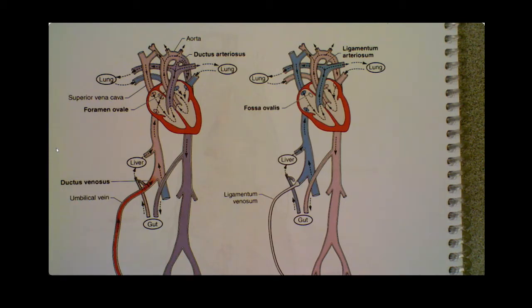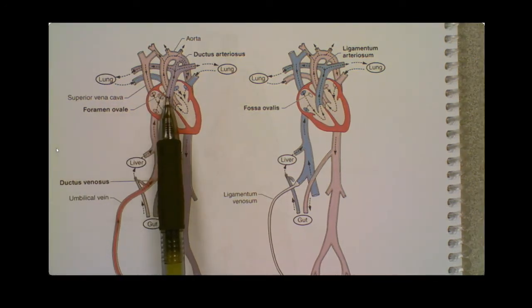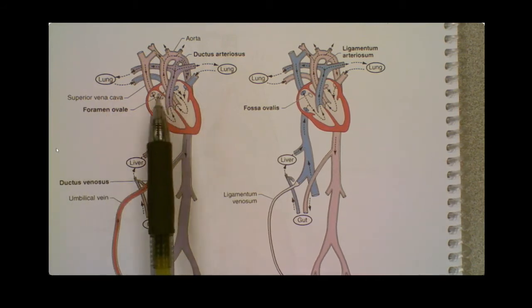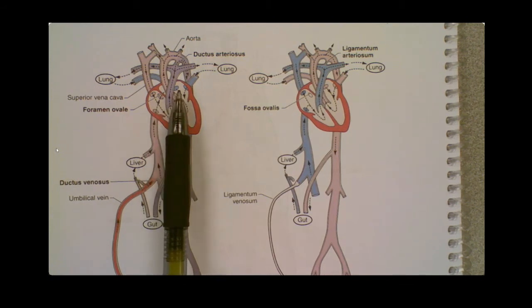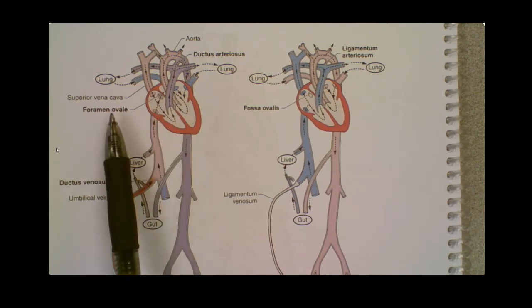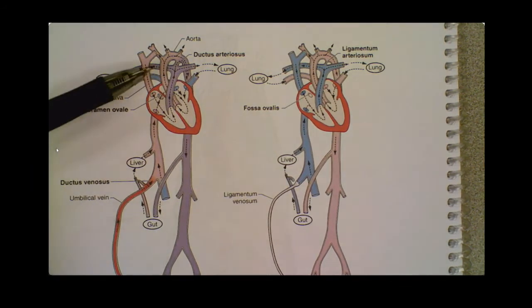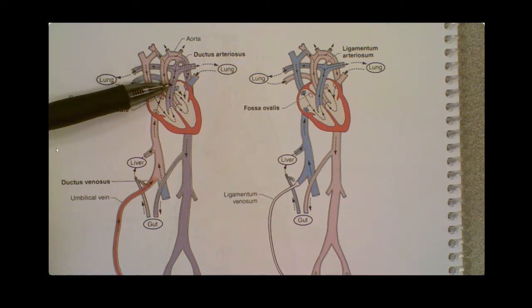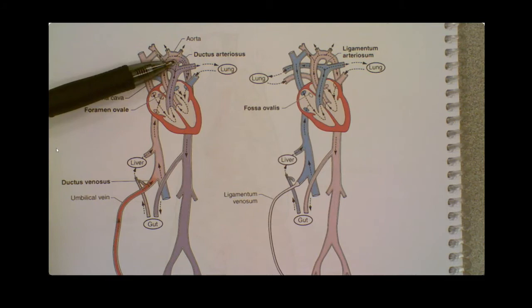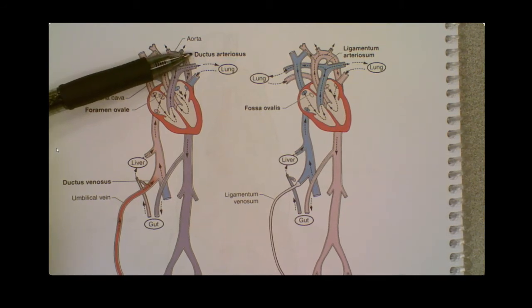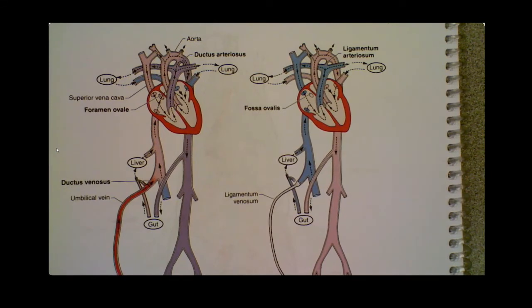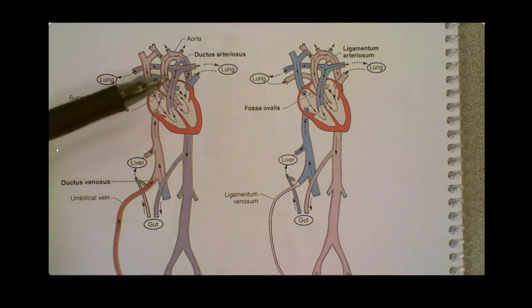We have a hole in the wall of the atria called the foramen ovale. And this hole allows blood to move from our right atrium into our left atrium. So there's a hole in the septum of the atria called the foramen ovale. And then we've got a blood vessel that connects our pulmonary artery to our aorta. So blood is flowing right from the pulmonary trunk, or this pulmonary artery, right into our aorta. That structure is called the ductus arteriosus. Now, these two cause the blood to mix. So oxygenated blood is mixing with deoxygenated blood.